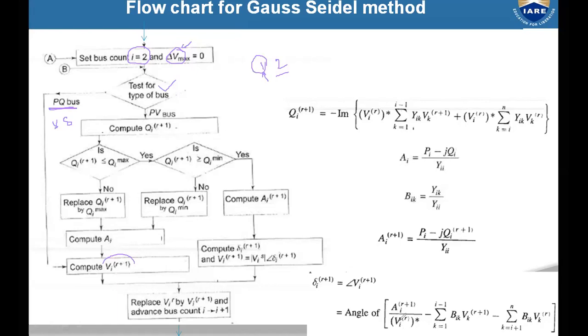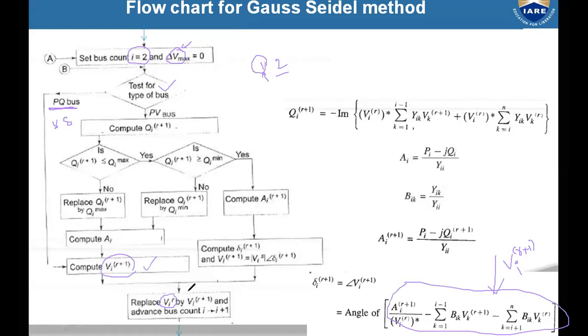Actually this one without angle. So this total term, this one is Vi at r plus 1 iteration. So by using this expression you have to compute the Vi in r plus 1 iteration, and then replace Vi^r with Vi^(r+1).